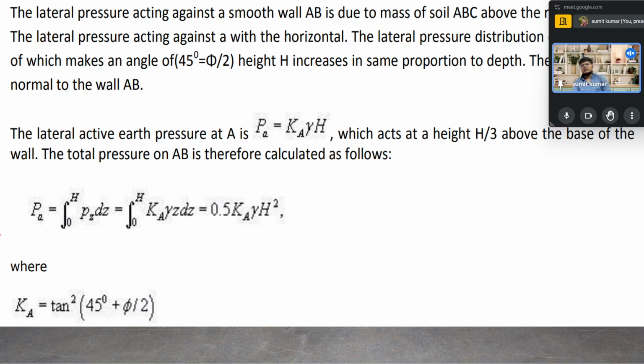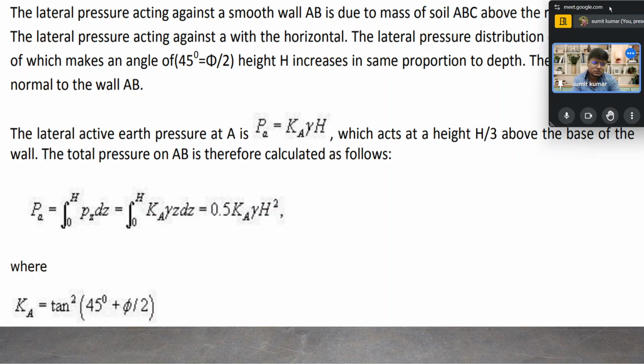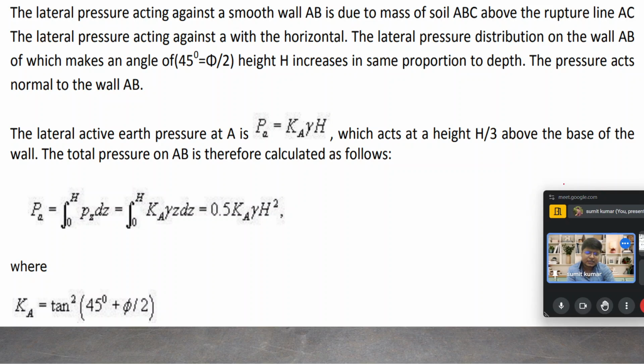Now, when we talk about the lateral pressure acting against the smooth wall AB, the lateral earth pressure acting against a smooth wall AB is due to the mass of soil ABC above the rupture line AC. The lateral pressure distribution on the wall AB, where the rupture line makes an angle 45 degrees plus phi by 2 with the horizontal. Hence, the pressure increases in the same proportion to the depth, and the pressure acts normal to the AB.